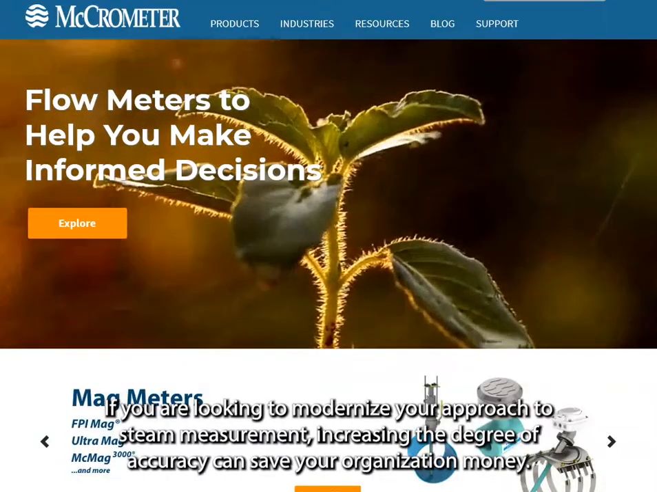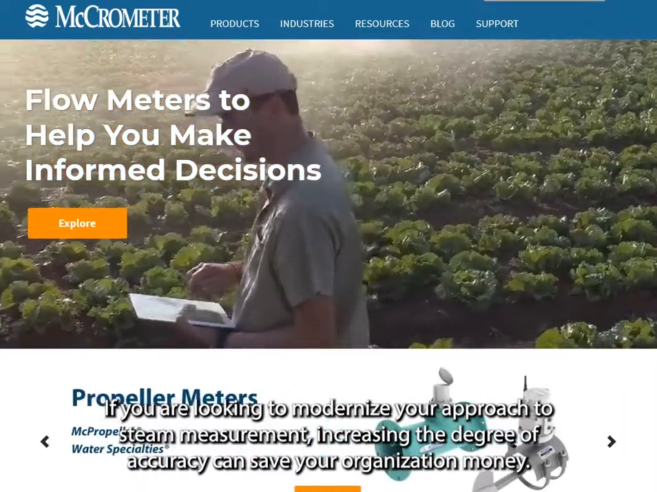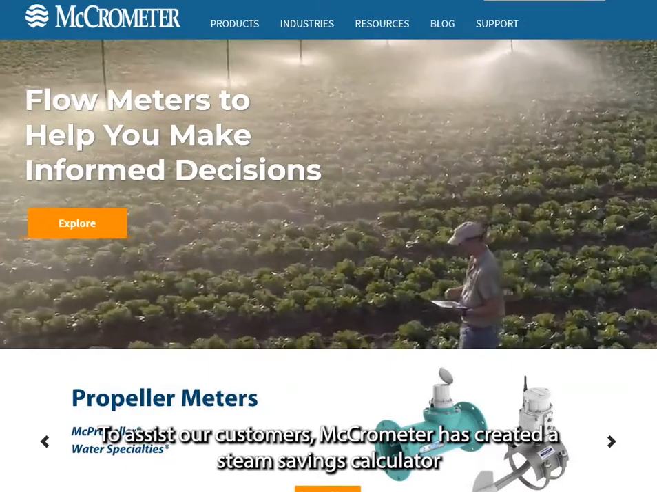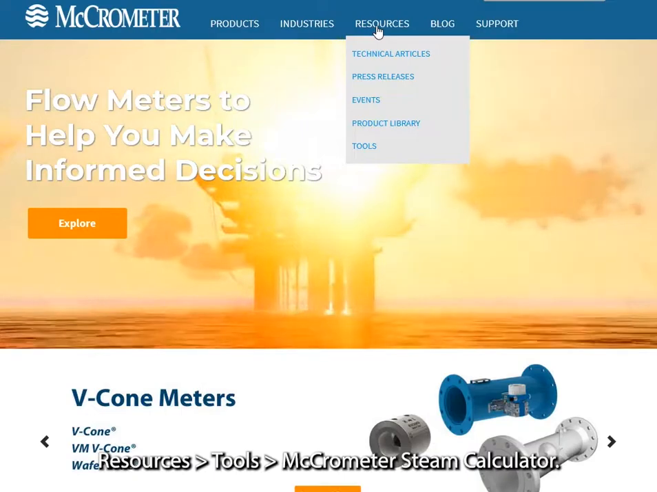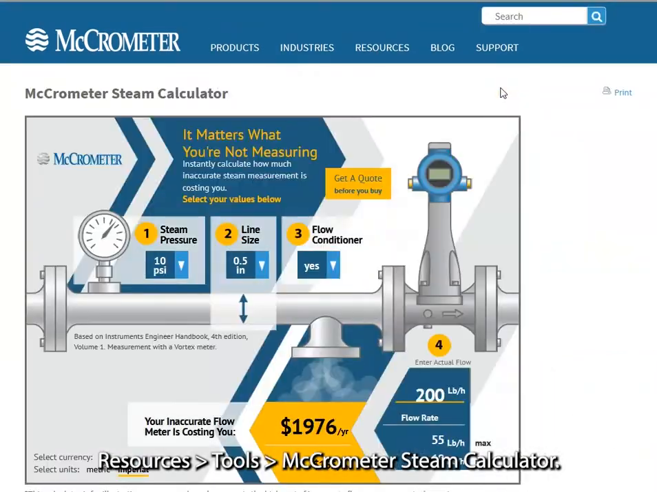If you are looking to modernize your approach to steam measurement, increasing the degree of accuracy can save your organization money. To assist our customers, McCrometer has created a steam savings calculator, which can be found on our website following the path Resources, Tools, McCrometer Steam Calculator.